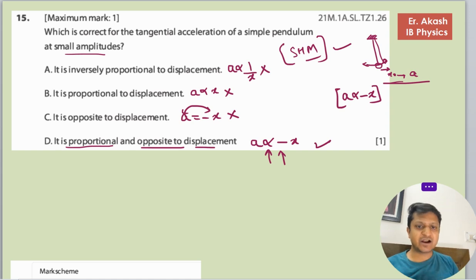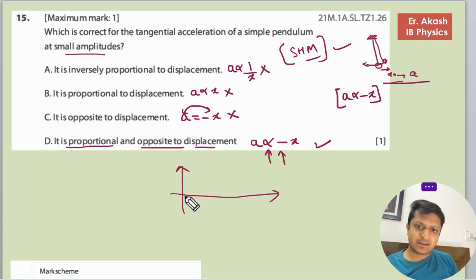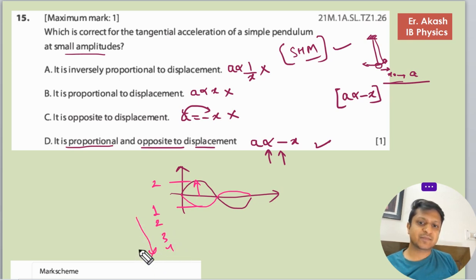So you can also remember the graph. In the graph, if there is x like this, then acceleration will be like this. So if this is 2, it can be 1 also, 2 also, 3 also, 4 also. It doesn't mean that they will be equal to each other. It will be proportional according to some formula. So it will be proportional and opposite to them. If it is positive, it will be negative. If it is negative, it will be positive.